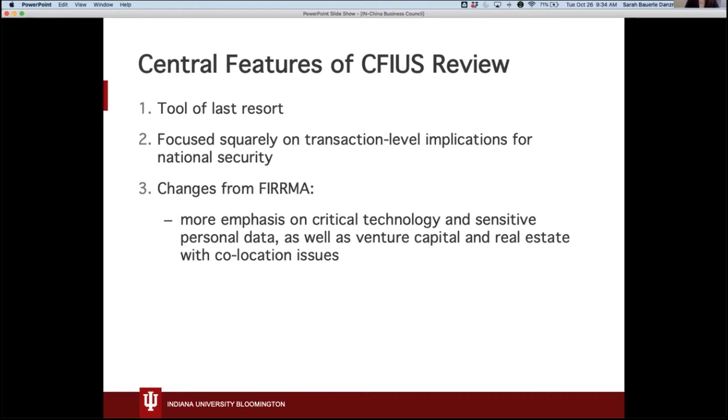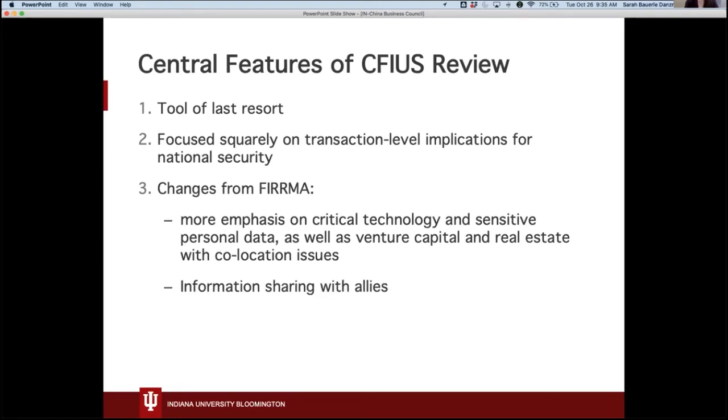FIRRMA, along with focusing more on these types of businesses, also expands CFIUS jurisdiction to venture capital due to concerns that some investors, and here I should be clear that a lot of the concern was about Chinese-based investors, may have been skirting CFIUS review by investing in tech startups. And as I mentioned before, there are also these new authorities over real estate investments that have co-location issues.